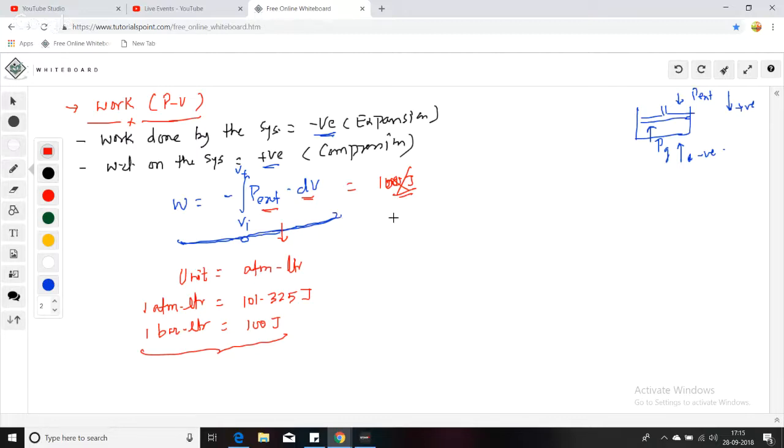Now let's take one or two conditions. If we have a closed and rigid container, what do we mean by that? Its dV is zero; there is no change in volume because the piston is rigid. When dV is zero, work done will be zero. Or if P external is zero, then also work done will be zero.